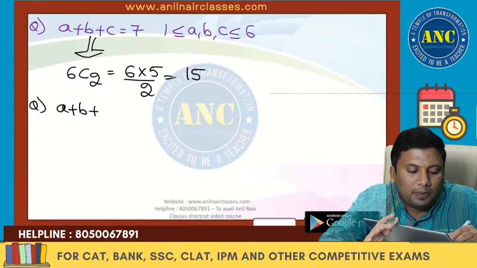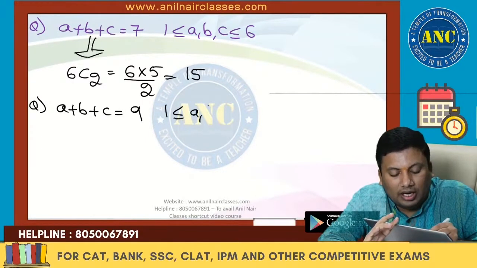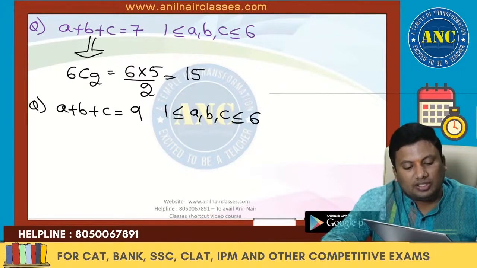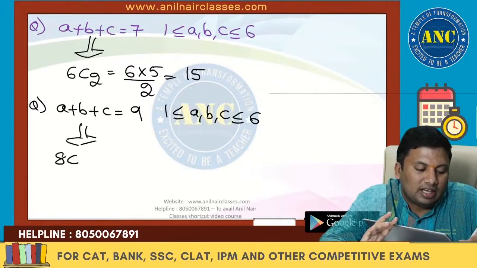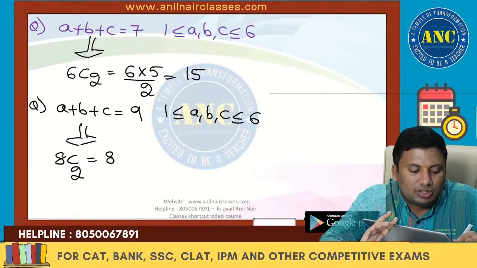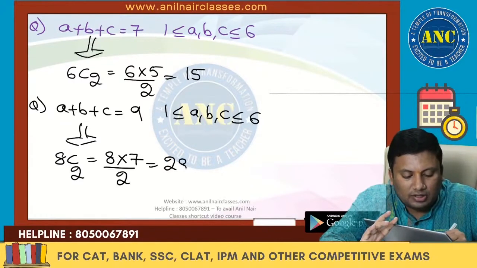A plus B plus C equivalent to 9, with 1 less than or equivalent to ABC less than or equivalent to 6. 9 has 8 gaps. Select any 2: 8 into 7 by 2, which is 28.